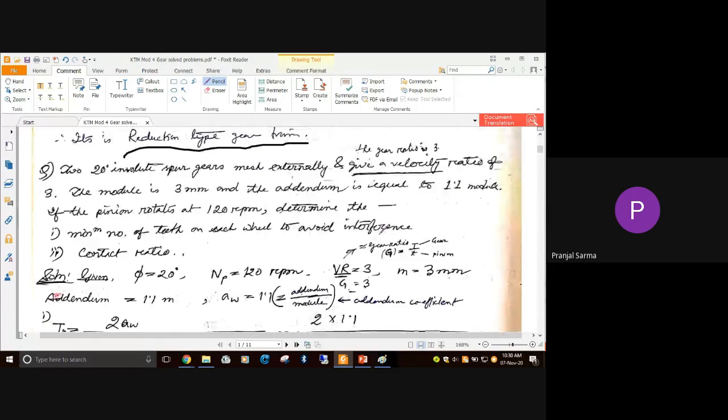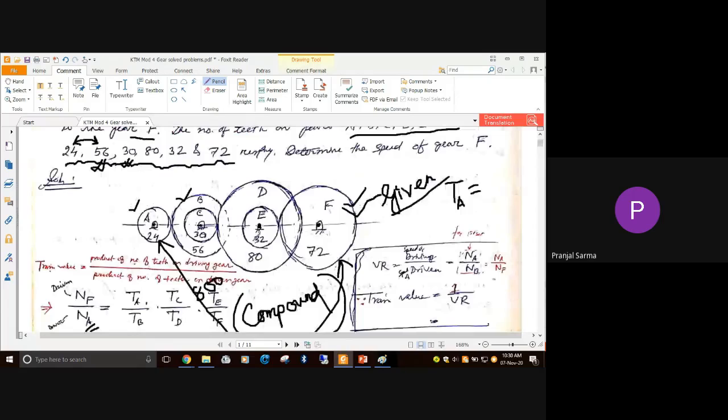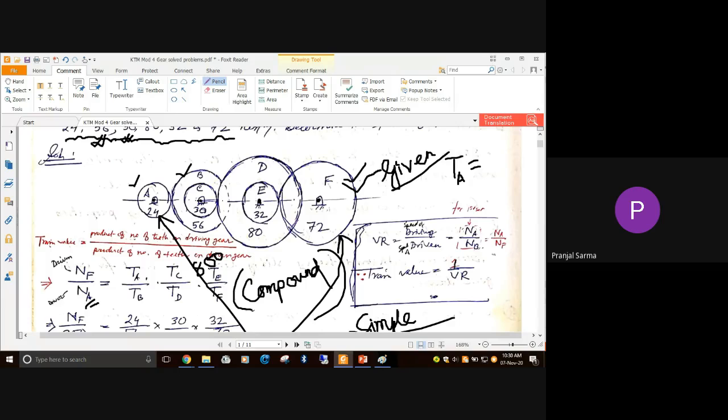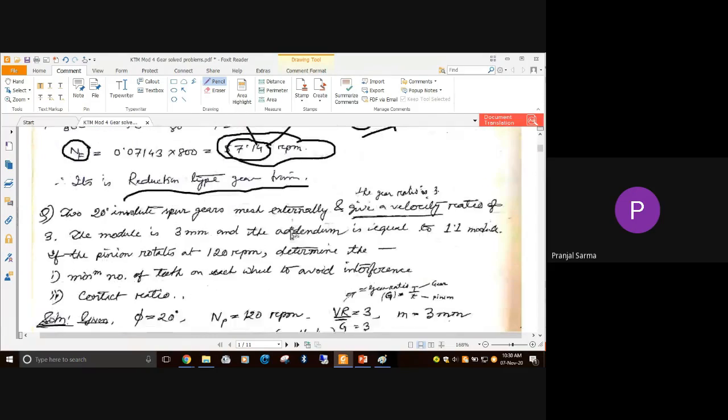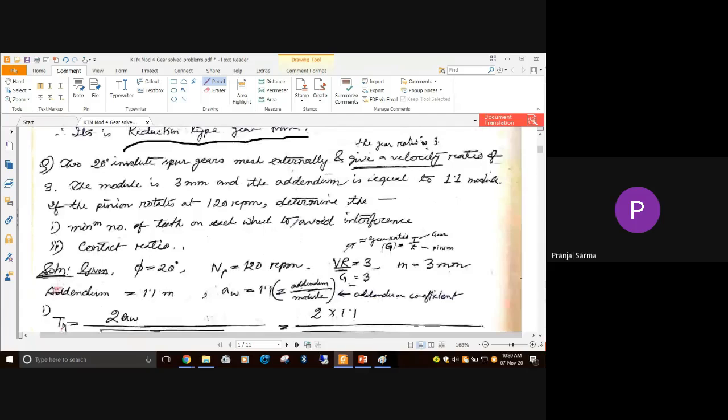Once you are able to draw this diagram, that means you know which gears are in mesh, which gears are mounted on the same shafts and all. And we already have this knowledge about train value. So from that, once we know that, we can very easily obtain this particular answer. Understood? Any confusion? I hope it is clear.